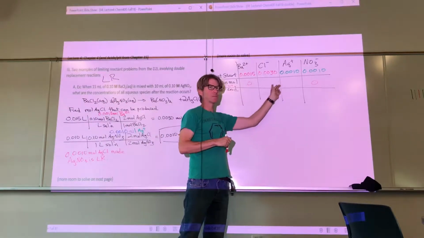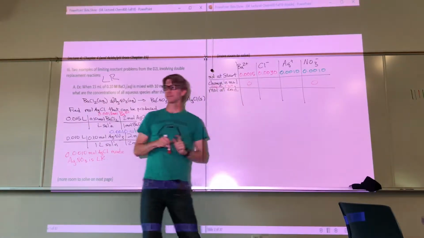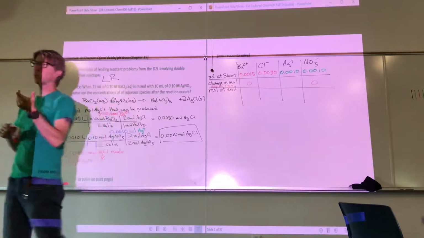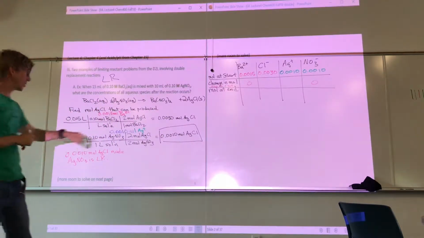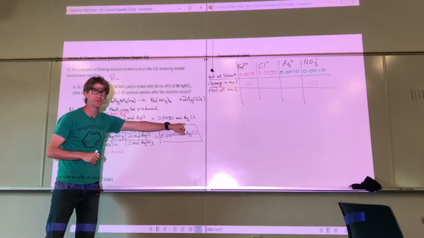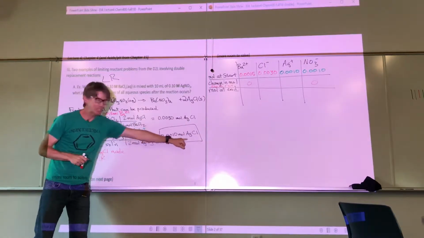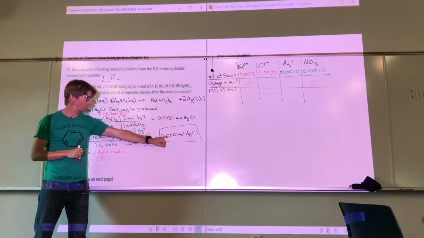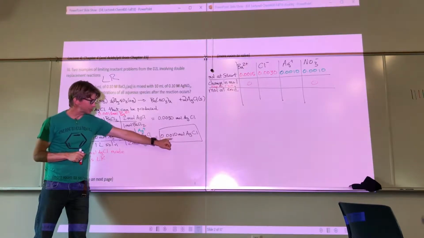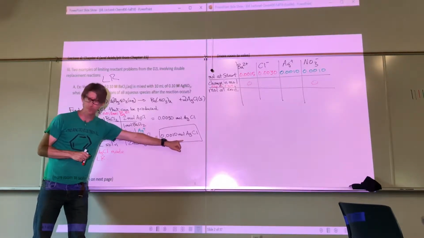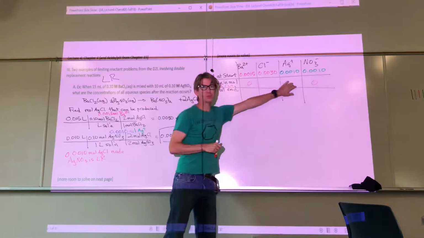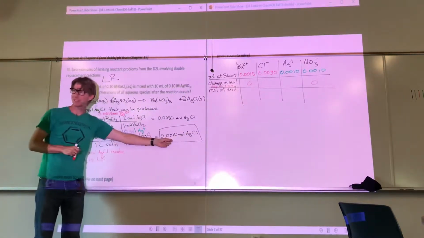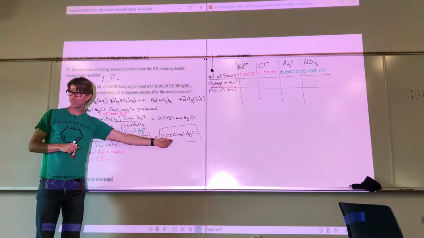Between these two, you have more of one ion than the other, and yet they form AgCl. And we know how much AgCl we're going to make. And so when I write 0.0010 under both of these, it's because that's how much silver chloride I'm making.